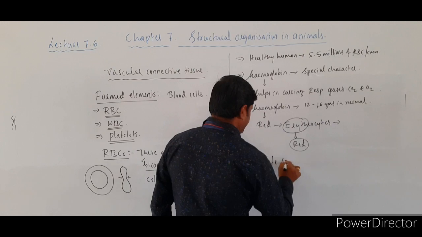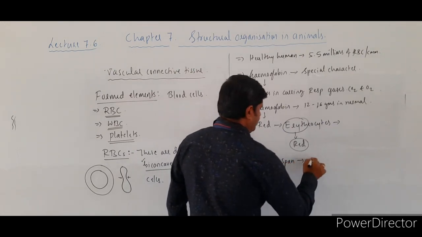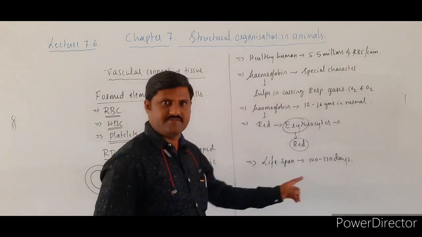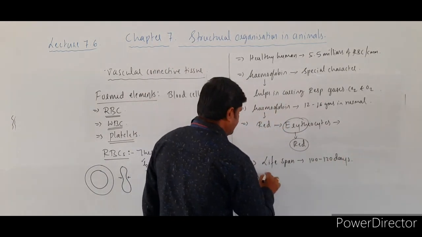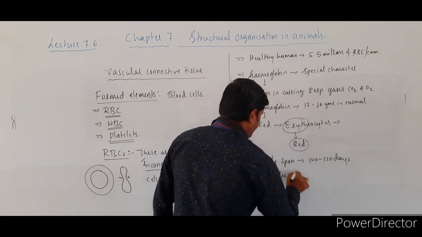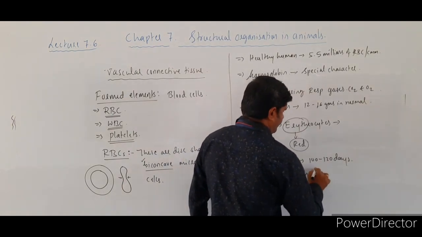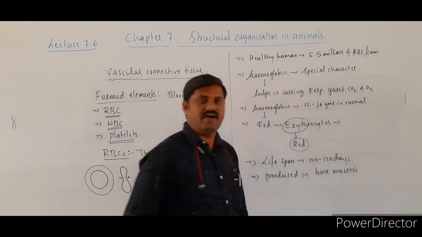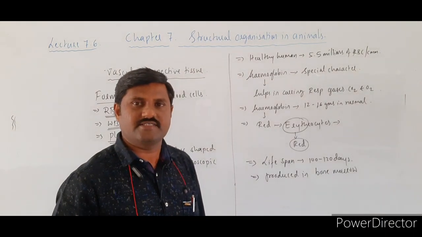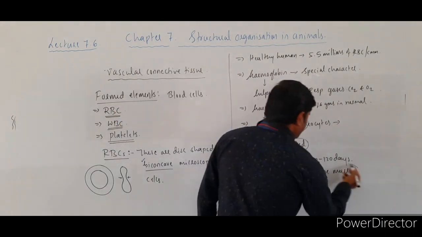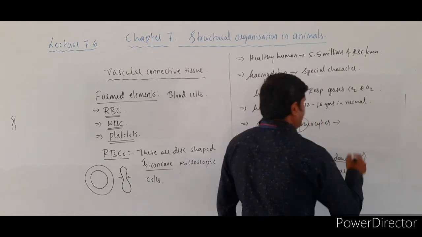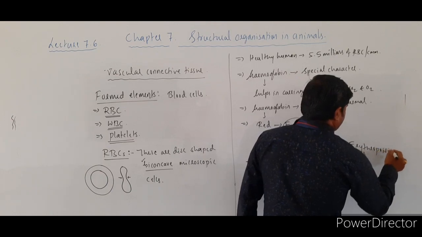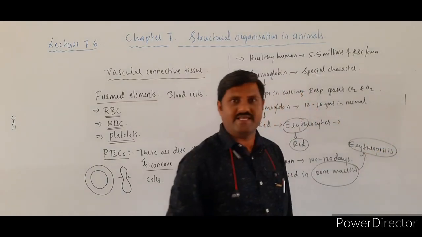Next thing is, these cells have a lifespan. The lifespan of these RBCs is about 100 to 120 days. That much of a lifespan they have. And these are produced in what? Bone marrow. The process of production of RBCs is called erythropoiesis. What is it called? In the bone marrow, erythropoiesis takes place.